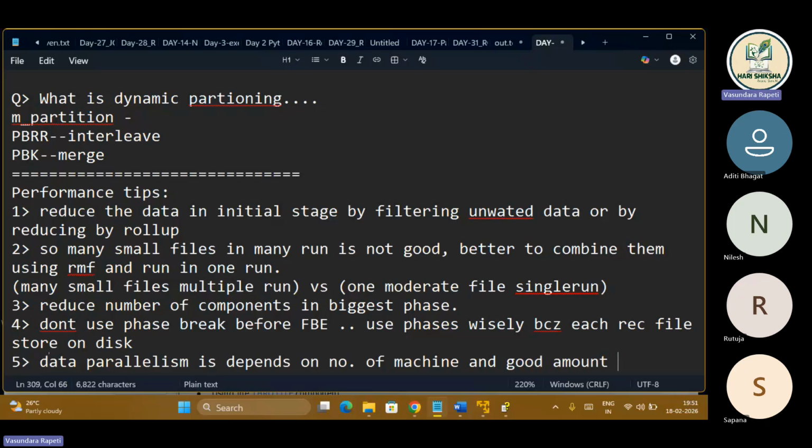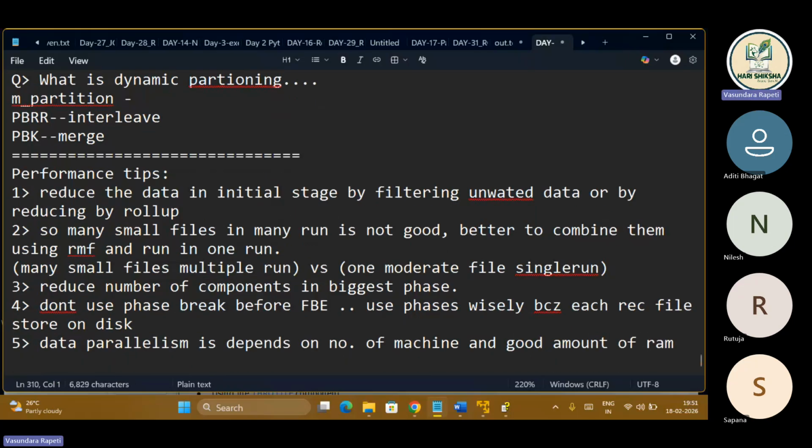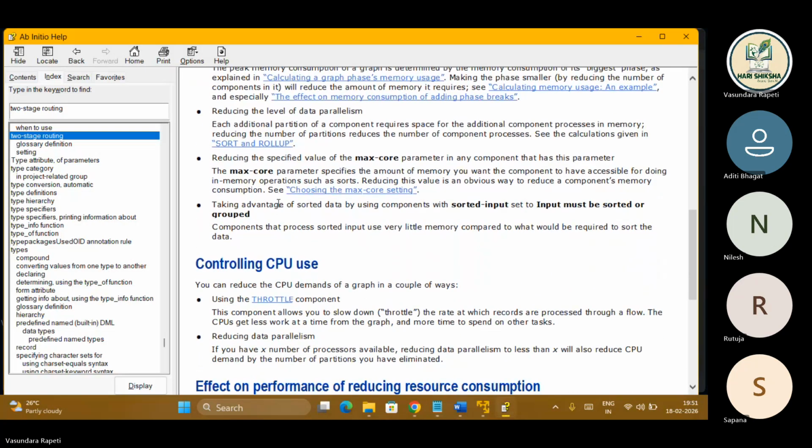If the customer is unable to supply, then don't go for that much data parallelism. Take advantage of sorted data by using components with sorted input. The input must be sorted or grouped. Components that process sorted input use very little memory compared to what would be required to sort the data. Yeah, they are saying don't use in memory.